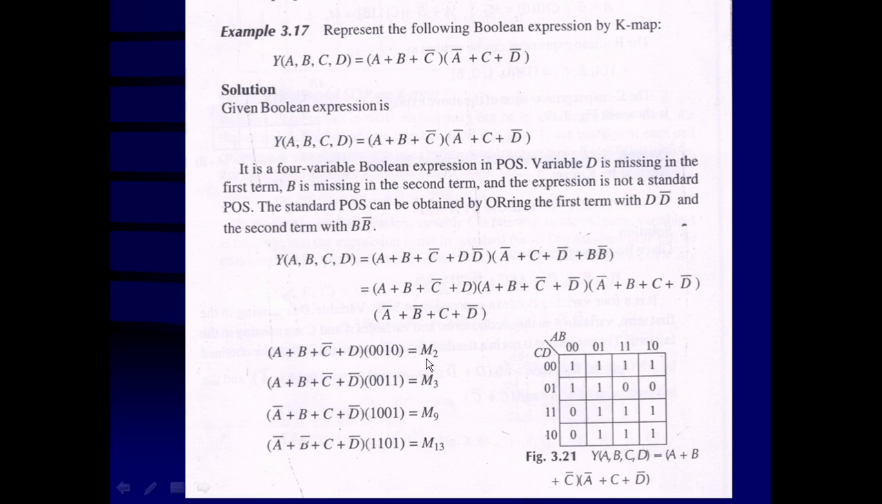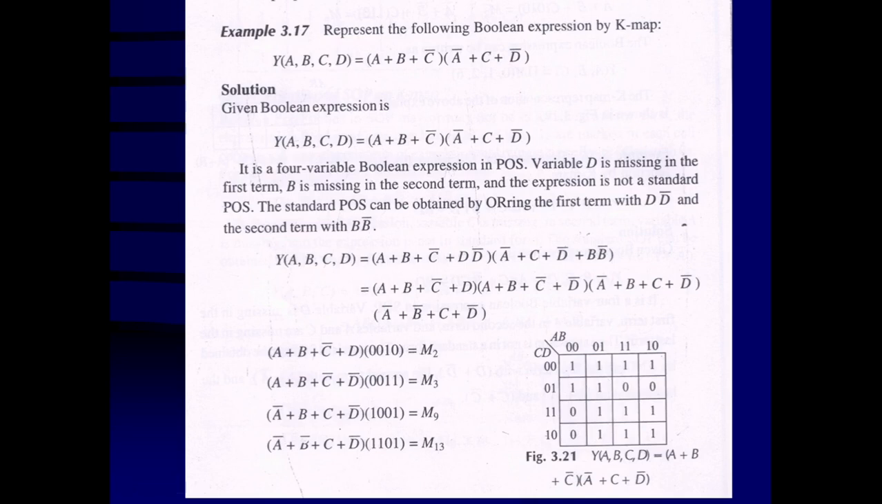So max term M2 is going to be there. A plus B plus C bar plus D bar, 0 0 1 1, is the max term M3. A bar plus B plus C plus D bar, 1 0 0 1, is max term M9, and A bar plus B bar plus C plus D bar, that is 1 1 0 1, is the max term M13. So corresponding to these locations 2, 3, 9 and 13, we are placing 0, and the remaining spaces are going to be filled with 1s.